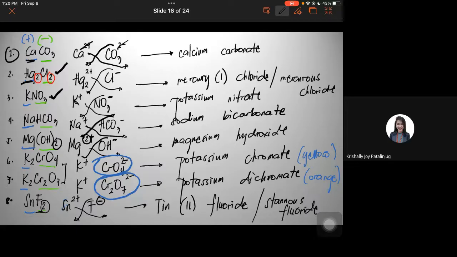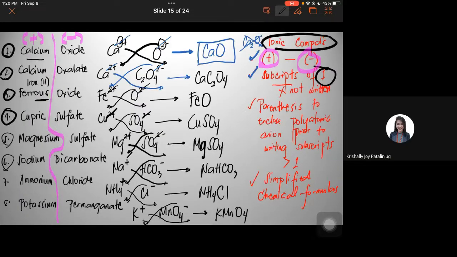So that's how you write the name of an ionic compound. If you know already how to write a chemical formula, it will follow that you will also easily name any ionic compound. Your foundation to answer any questions about ionic compounds, naming or writing formulas, is to first memorize the ions. That's why on the first day of class, I already told you to memorize the list of ions.